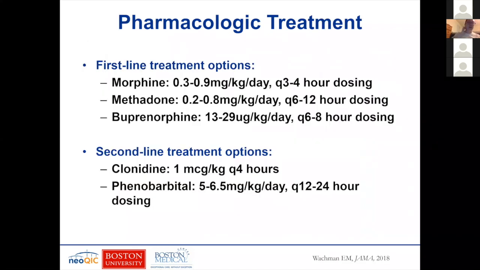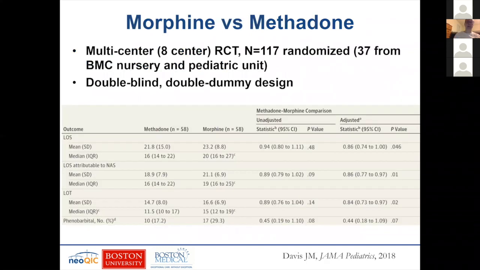These are the treatment options that are currently recommended. First-line treatment in general, you want to use an opiate to treat opiate withdrawal, so morphine, methadone, or buprenorphine, and I'll go through some of the studies for that. Second line, typically clonidine or phenobarb are the medications most commonly used.